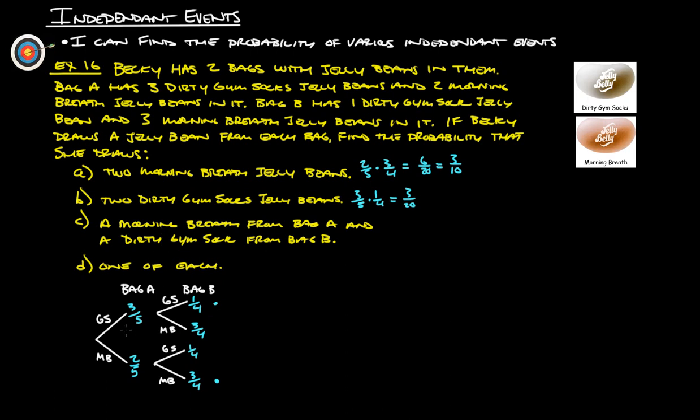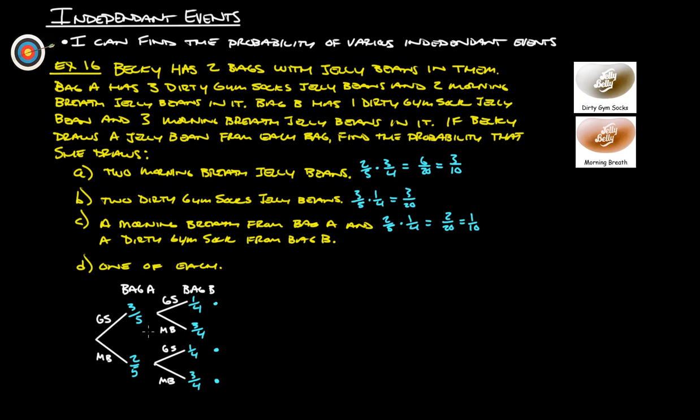A Morning Breath from bag A, that's this way, and a Dirty Gym Sock from bag B. So that's 2/5, that's this path right here. 2/5 times 1/4 gives us not tenths, but 20ths, which is 1/10.